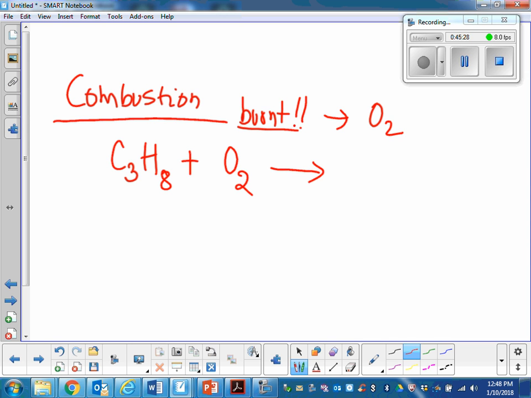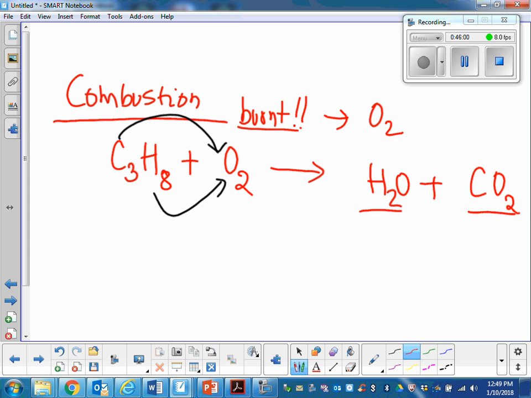All right? So it's Abby's turn. What are the products of a combustion reaction? What does a carbon hydrogen compound combine with oxygen to give? Anybody remember? It's water. Very good. And what is the other product? It's always carbon dioxide. Remember, the carbon and the oxygen make carbon dioxide. The hydrogen and the oxygen make water. So combustion always gives water plus carbon dioxide. The product is always the same.